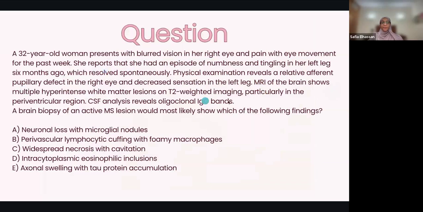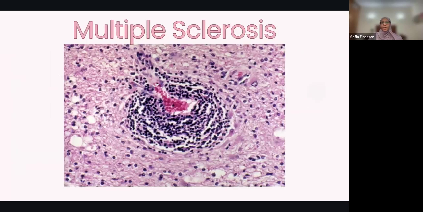Okay, so this is the same case. A brain biopsy of an active MS lesion would most likely show which of the following findings? Okay, I'm seeing B. And yes, that is the correct answer. So this is what it looks like on histopathology. You have the blood vessel in the middle, and it's surrounded by these lymphocytes. And there are also foamy macrophages in the periphery. And the reason why the macrophages are foamy is because they phagocytose the myelin sheath.